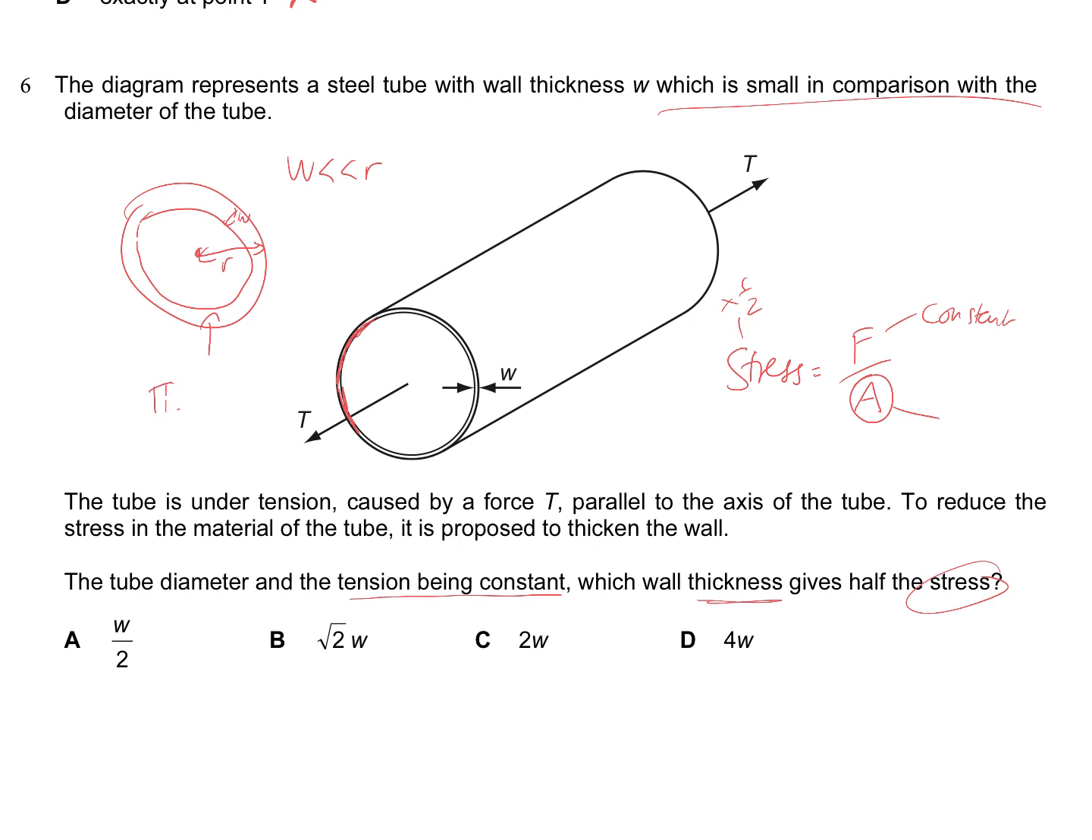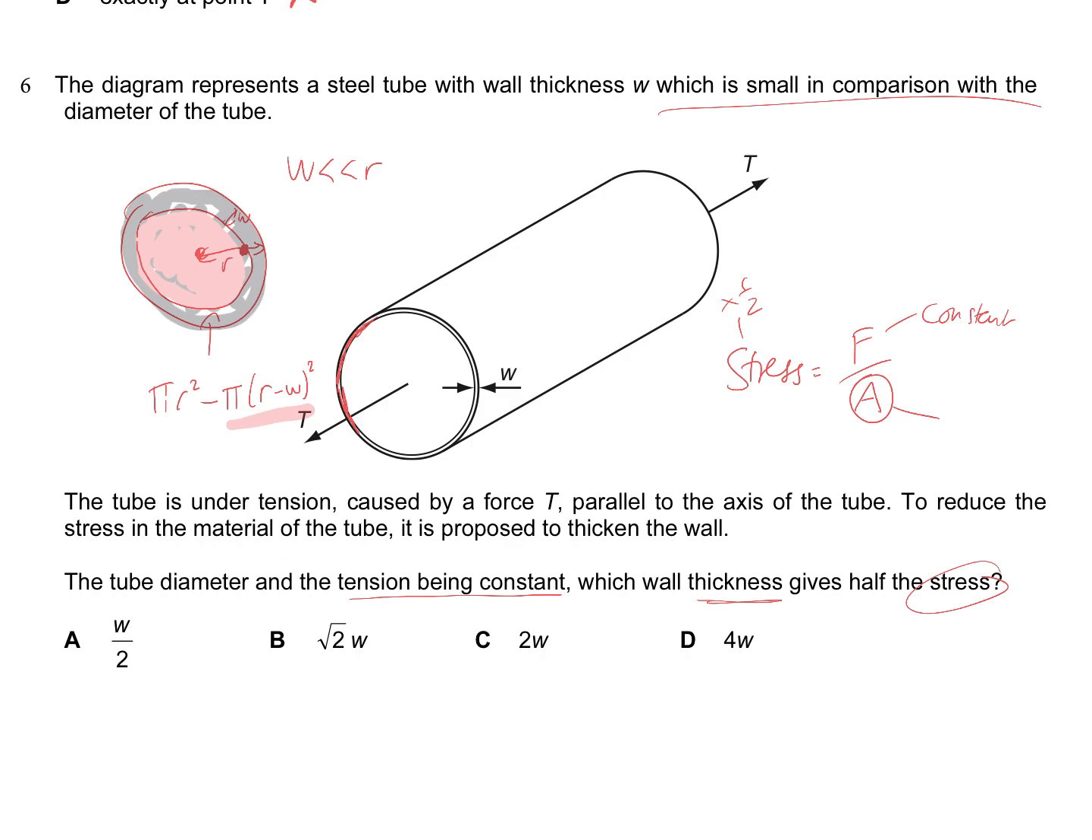pi r squared minus pi (r minus w) squared, because that will give us the distance from there to there. So we're working out the area of this whole circle, that's pi r squared, and we're subtracting it from the area of this inside circle, that's this part here, pi (r minus w) squared.